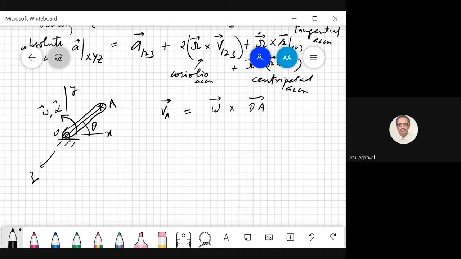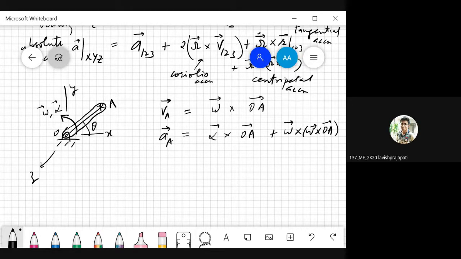Now what is the acceleration of point A? So it has got two terms. One is alpha cross OA plus the normal acceleration, omega cross (omega cross OA). Do you all agree with this? Yes, sir. Fine. So we have got the acceleration of point A.